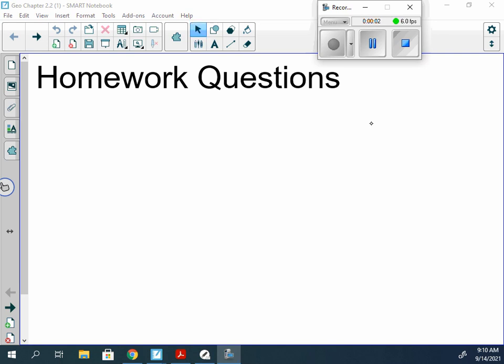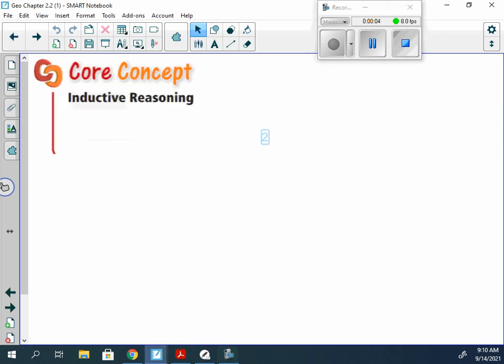What we're looking at today is starting off with inductive reasoning. Now, there's two main types of reasoning that we're going to be looking at. One of them is going to be inductive, and the other is going to be deductive. So we're looking at inductive and deductive reasoning, and there's one big difference between the two.